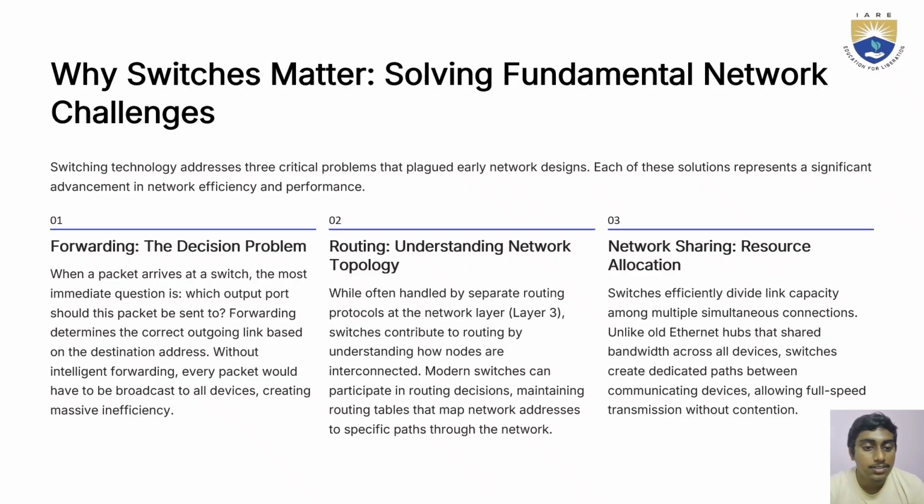Forwarding, the decision problem. When a packet arrives at a switch, the most immediate question is which output port should this packet be sent to? Forwarding determines the correct outgoing link based on the destination address. Without intelligent forwarding, every packet would have to be broadcast to all devices, creating massive inefficiency.